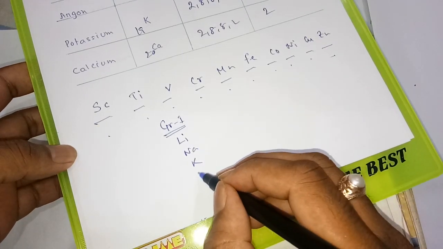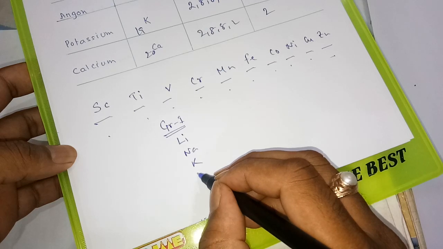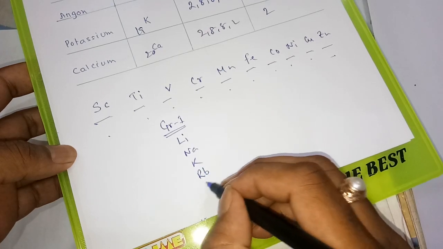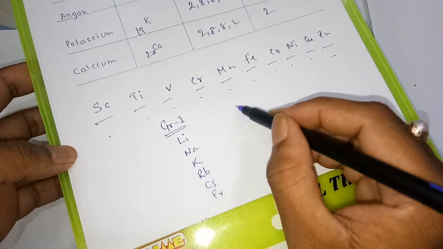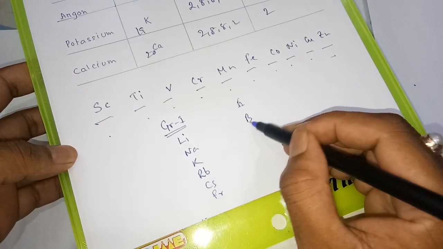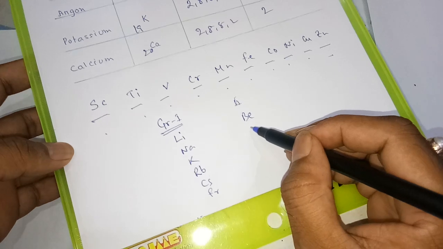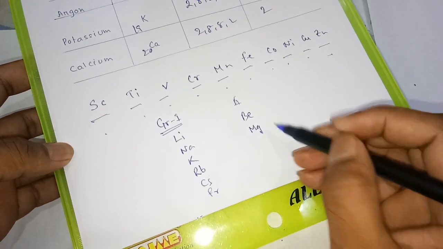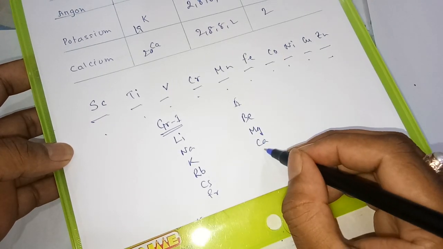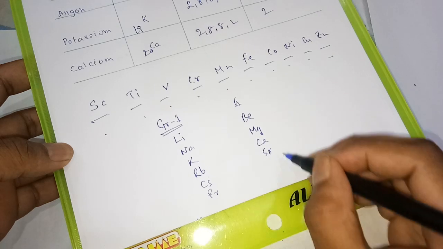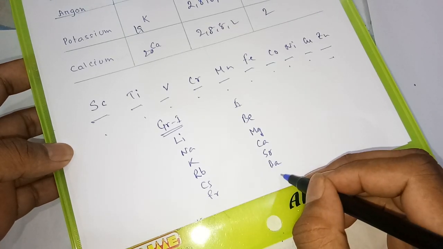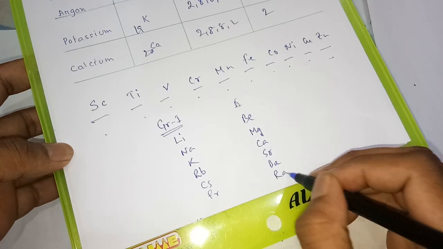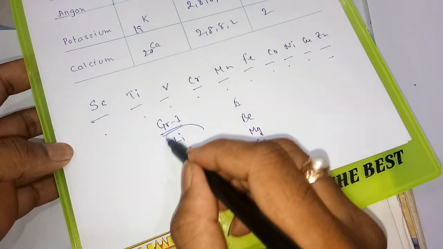sodium, potassium, rubidium, cesium, francium. Group 2: beryllium, magnesium, calcium, strontium, barium, radium. So this is your group 1.